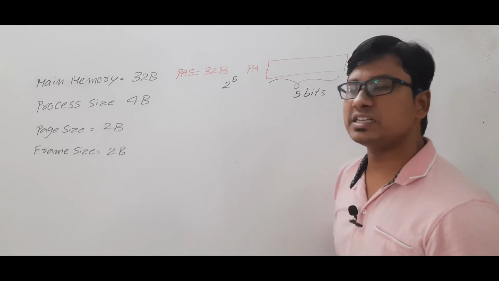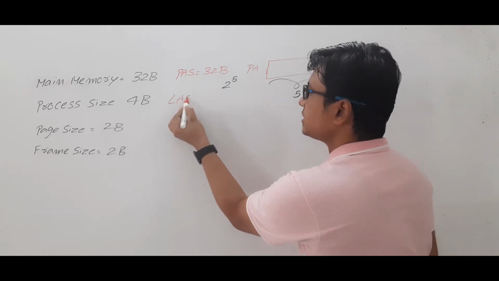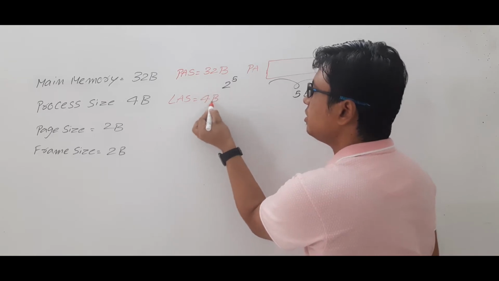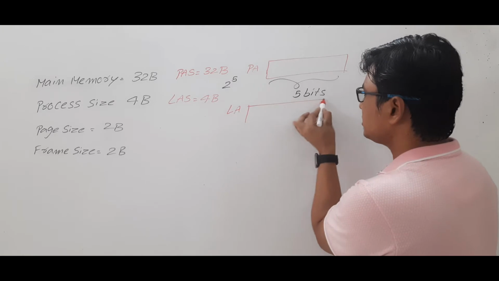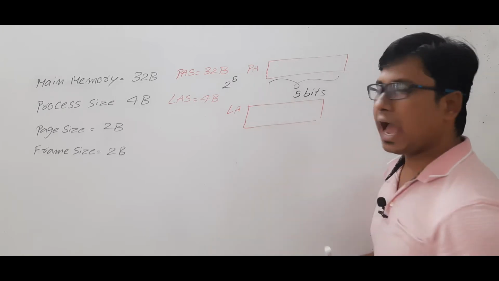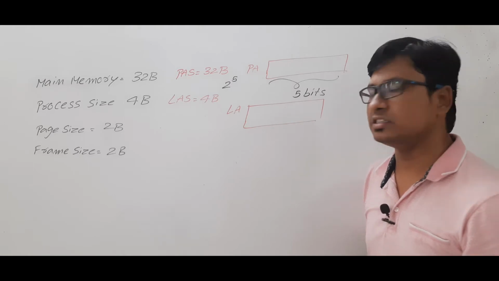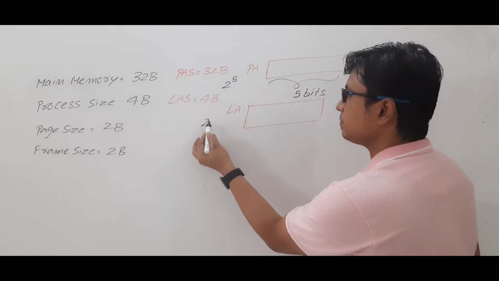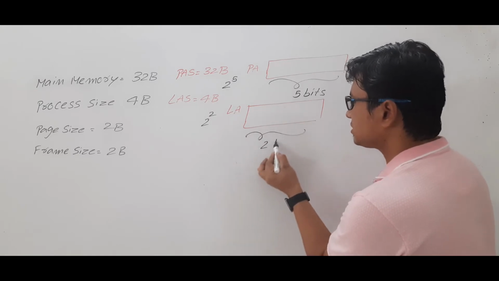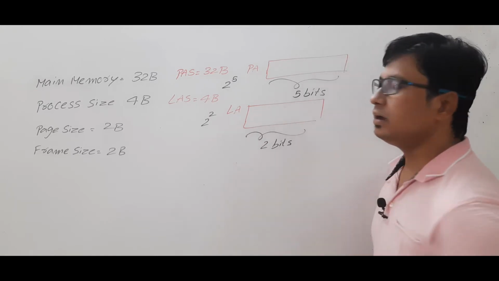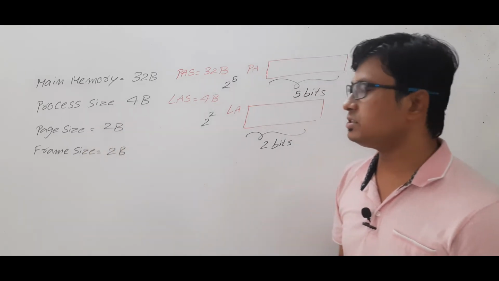Similarly, the process size they have given it as 4 bytes. So logical address space is equal to 4 bytes. Then logical address will consist of how many bits? As it is a byte addressable format, you have 4 combinations. 4 combinations can be represented as 2 power 2. So you have 2 bits. Okay, are you able to understand? And the page size and frame size they have given us 2 bytes.